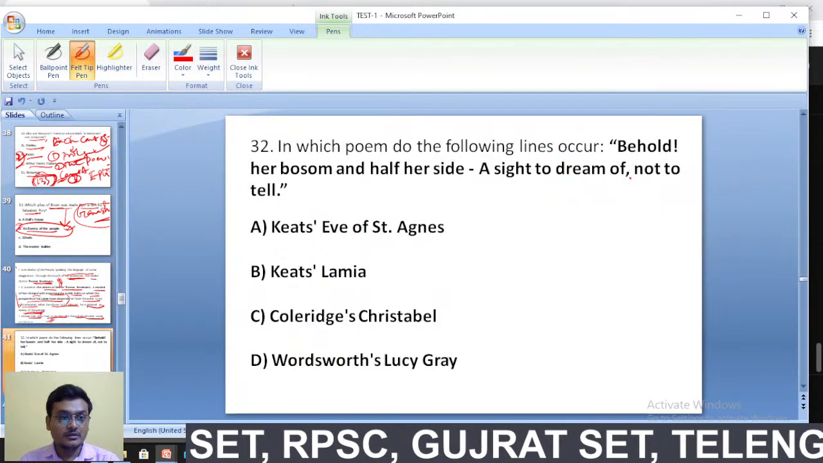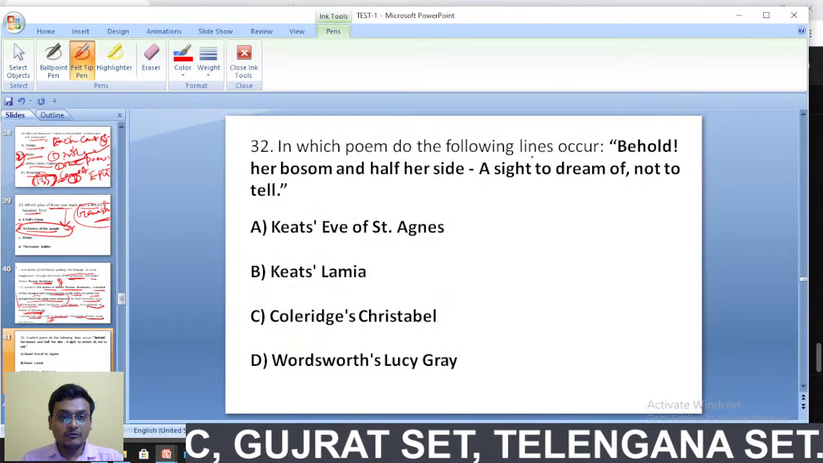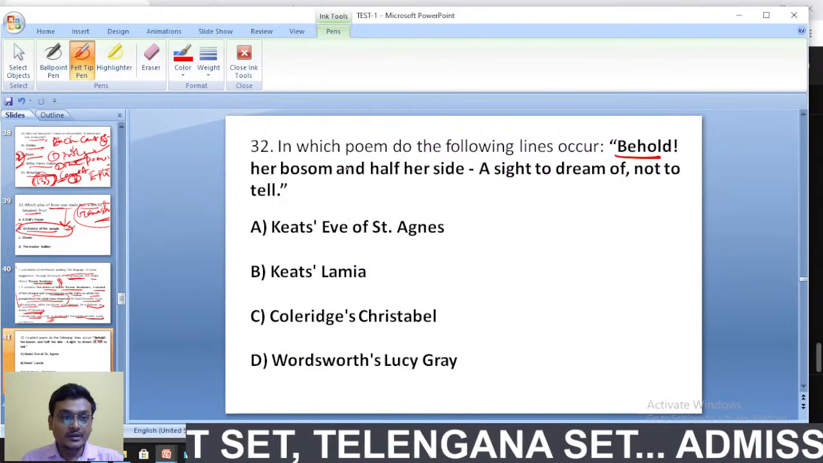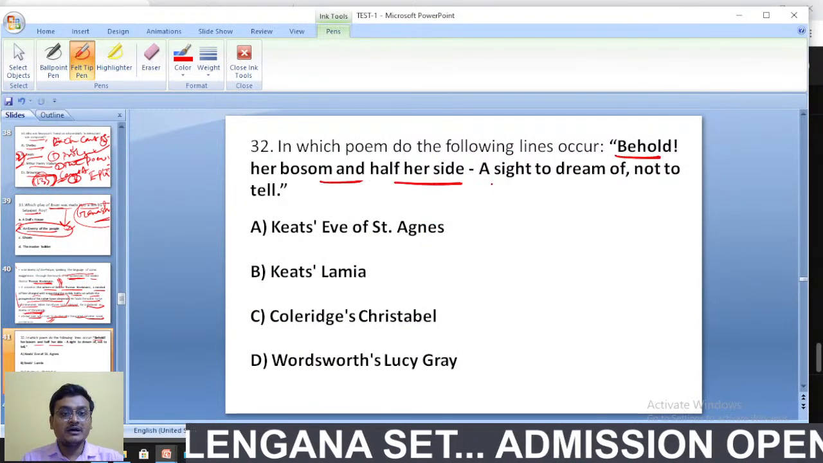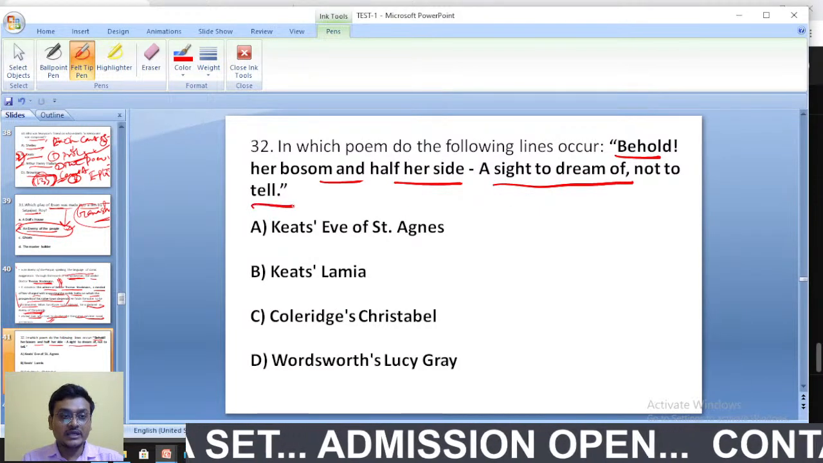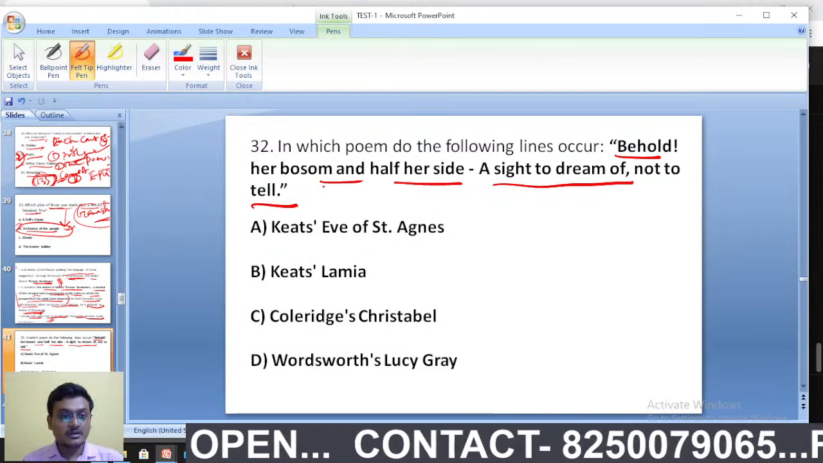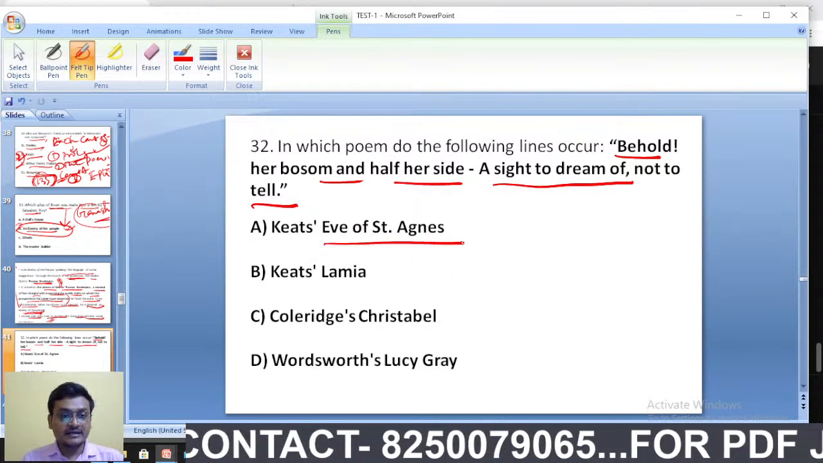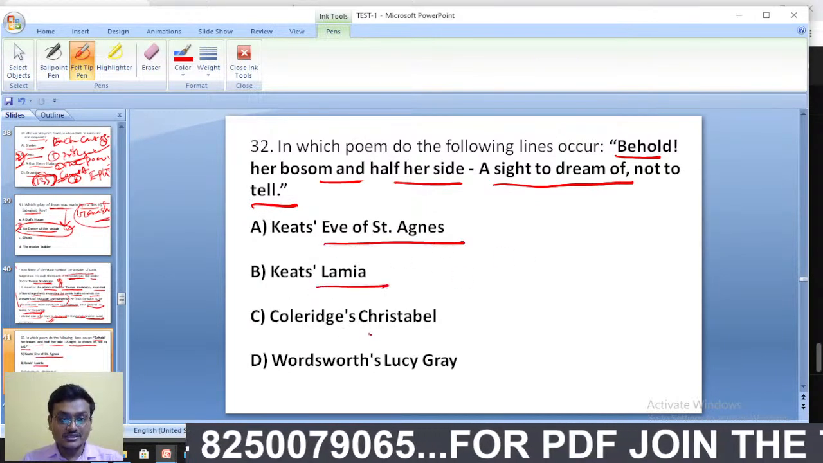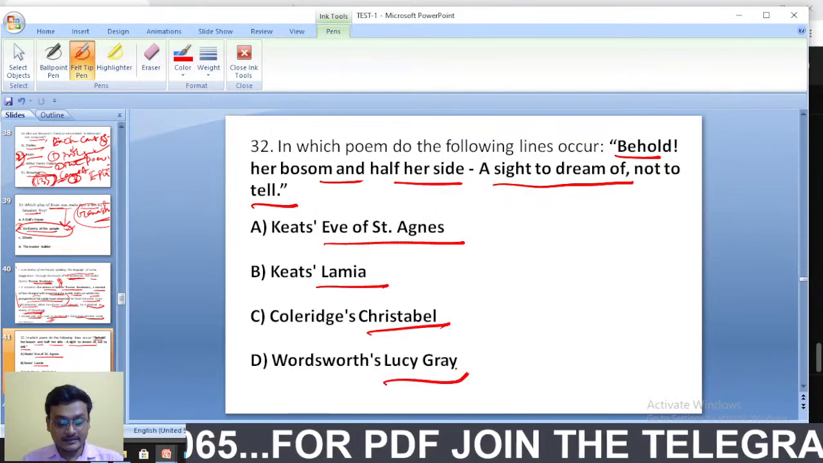In which poem do the following lines occur? Behold, her bosom and half her side, a sight to dream of, not to tell. Keats, The Eve of St. Agnes; Keats, Lamia; Coleridge, Christabel; Wordsworth, Lucy Gray.